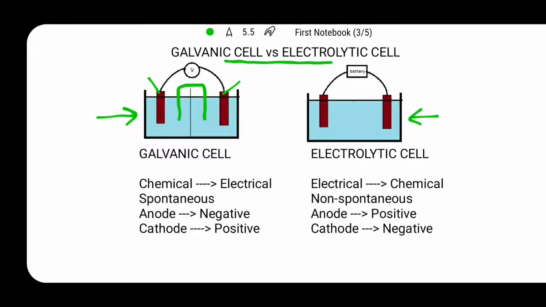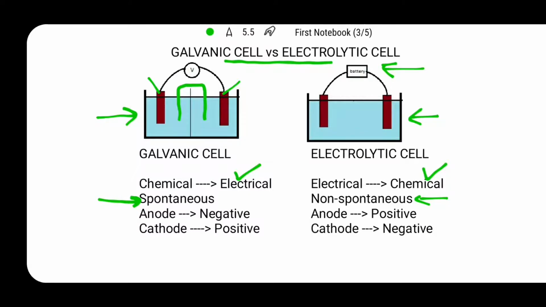Let's compare the two cells. In a galvanic cell, we have the conversion of chemical energy into electrical energy. The opposite is true for the electrolytic cell, and we see that electrical energy is converted to chemical energy. The reaction that occurs in the galvanic cell takes place on its own, or it is a spontaneous reaction. Whereas with an electrolytic cell, we have a battery or a power source to induce the flow of electrons. Hence, the reaction that takes place within the electrolytic cell is non-spontaneous.